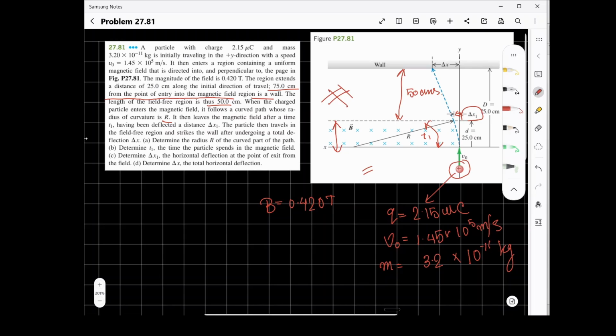The particle then travels in the field free region, this region, and strikes the wall after undergoing a total deflection of delta x. This amount of deflection is there in total. So we have to determine these 1, 2, 3, and 4 things, which are the radius of curvature, the time t1, the small deflection after leaving the magnetic field, which is delta x1, and at last we have to determine delta x, which is the total deflection when the charged particle hits the wall.